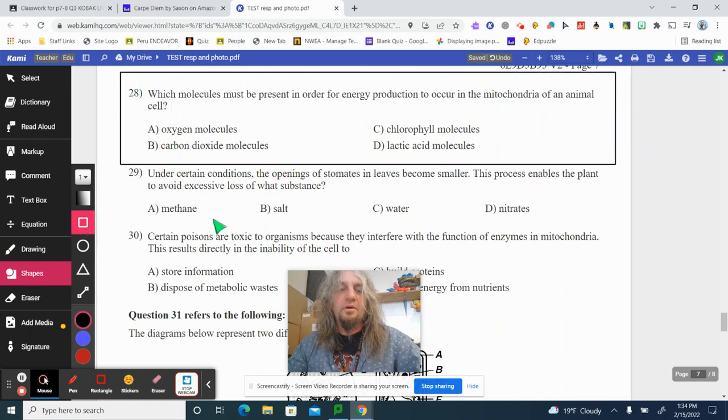This one, 28. Which molecules must be present in order for energy production to occur in the mitochondria of an animal cell? A, oxygen molecules. B, carbon dioxide molecules. C, chlorophyll molecules. Or D, lactic acid molecules.